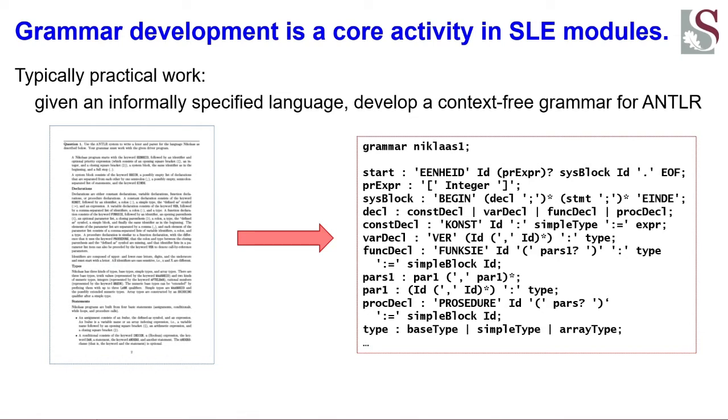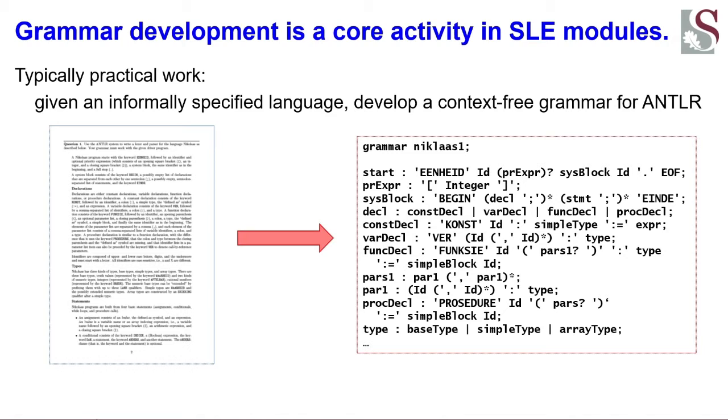Our goal is to help students that are taking a compiler engineering or SLE module with grammar development, because this is a core activity in and major learning outcome of such modules, or at least it is in ours. We typically do this as practical work, so the students are given an informal description of the target language, and their task is then to develop a context-free grammar for this language. More specifically, we use ANTLR so that the students can actually execute and test their grammar.